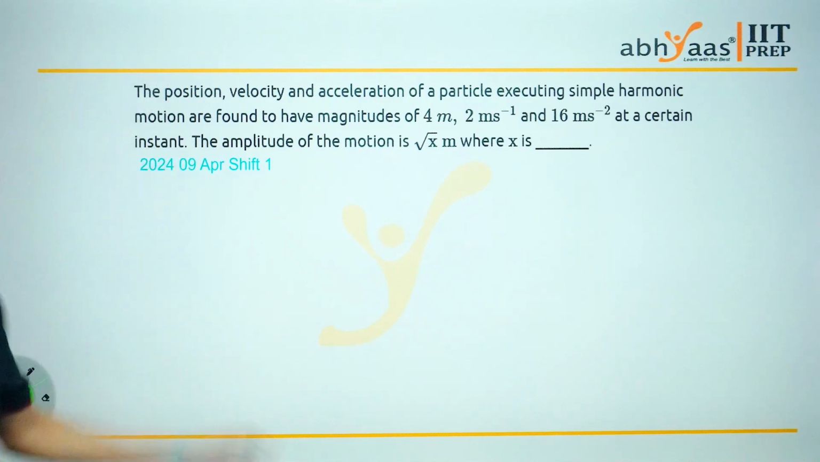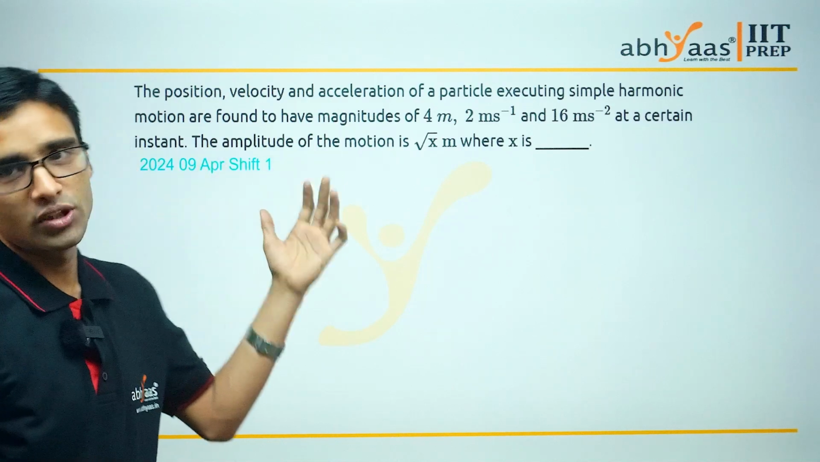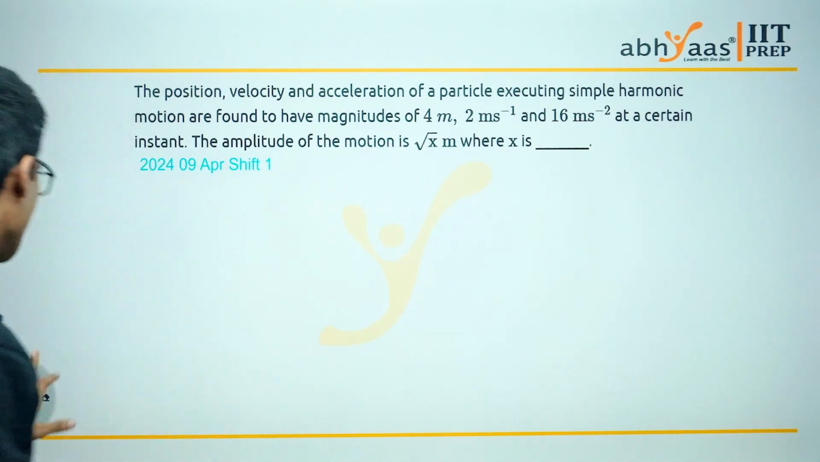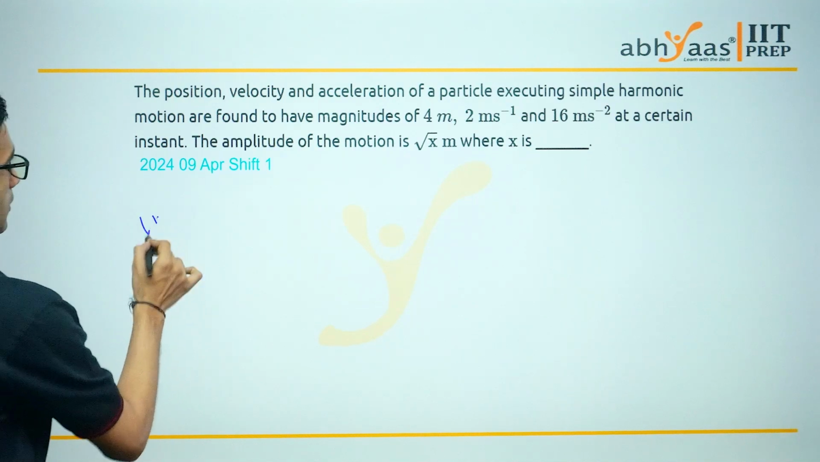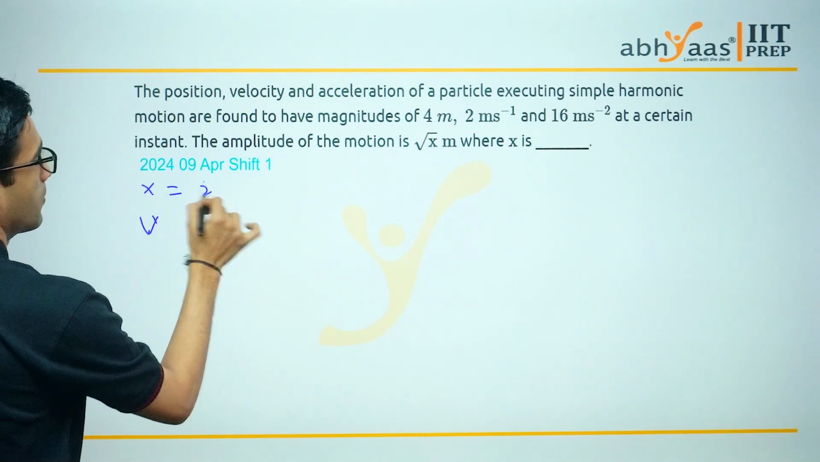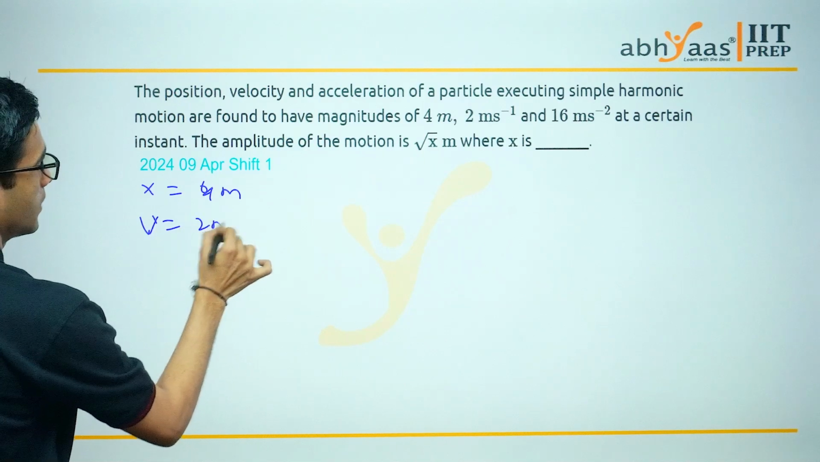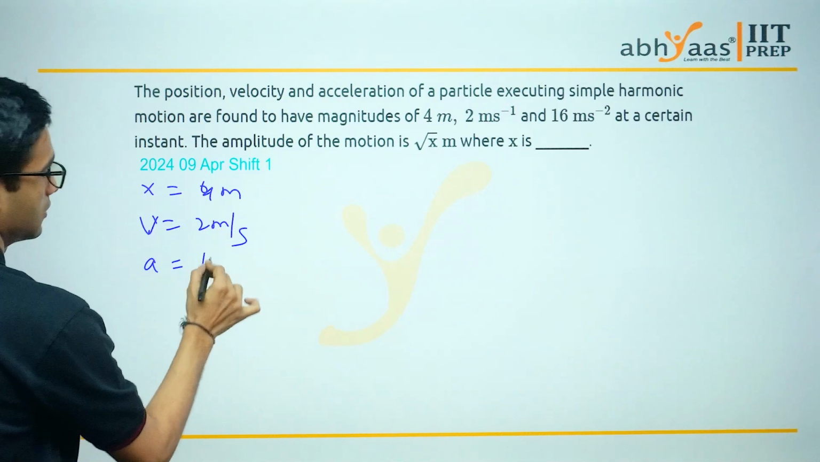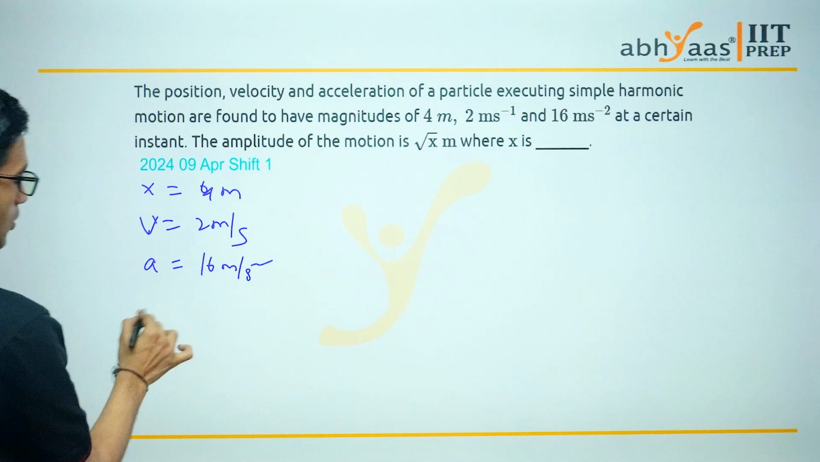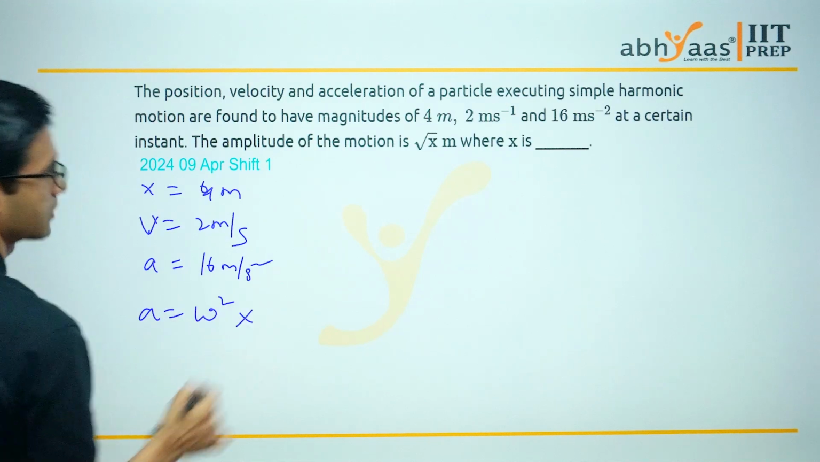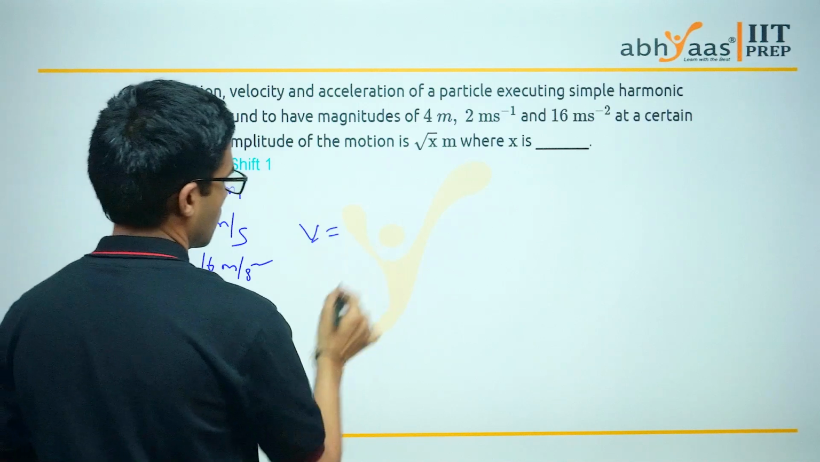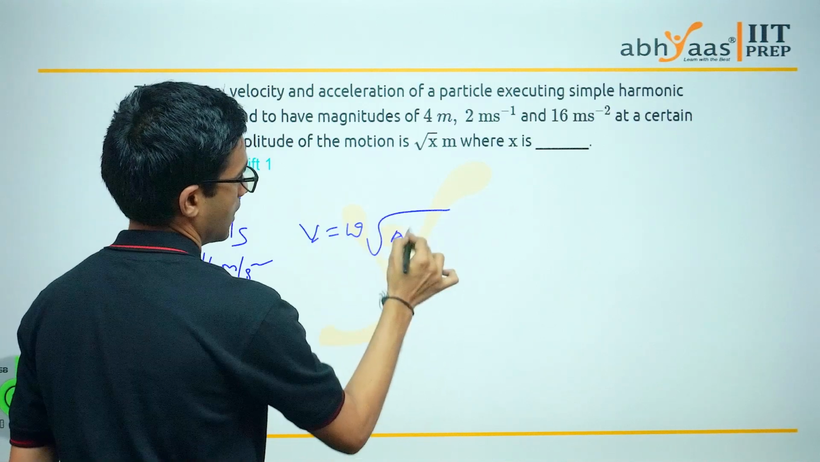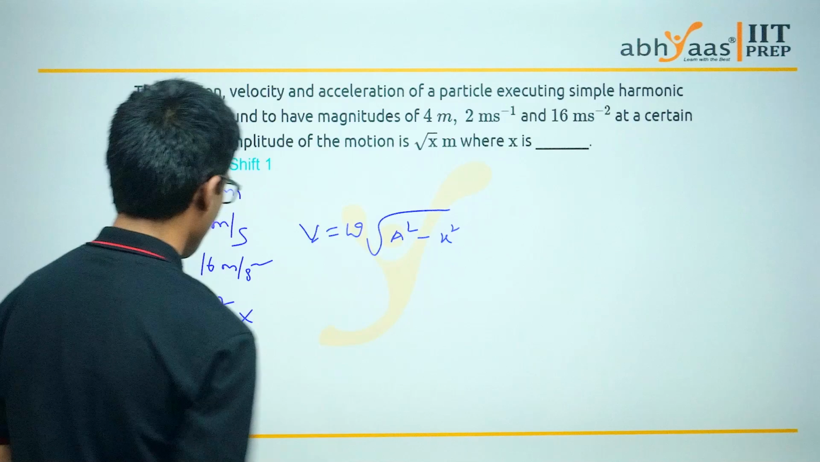Now position, velocity, acceleration are given. In this question, velocity, position and acceleration are all given, so you need to calculate amplitude. Here x is 4 meters, v is 2 meter per second, acceleration is 16 meter per second square. Generally you know that a equal to omega square into x. I am calculating omega so that I can substitute in v equal to omega into root of A square minus x square. By using this only we need to calculate.